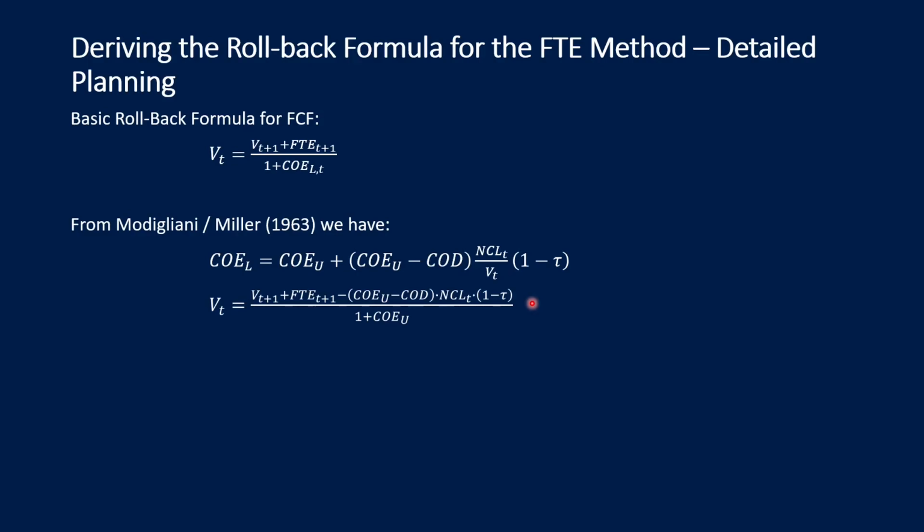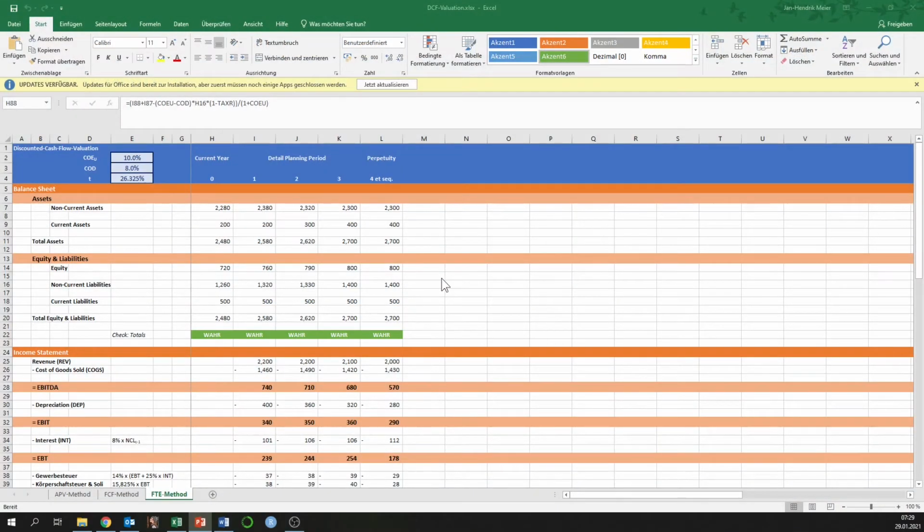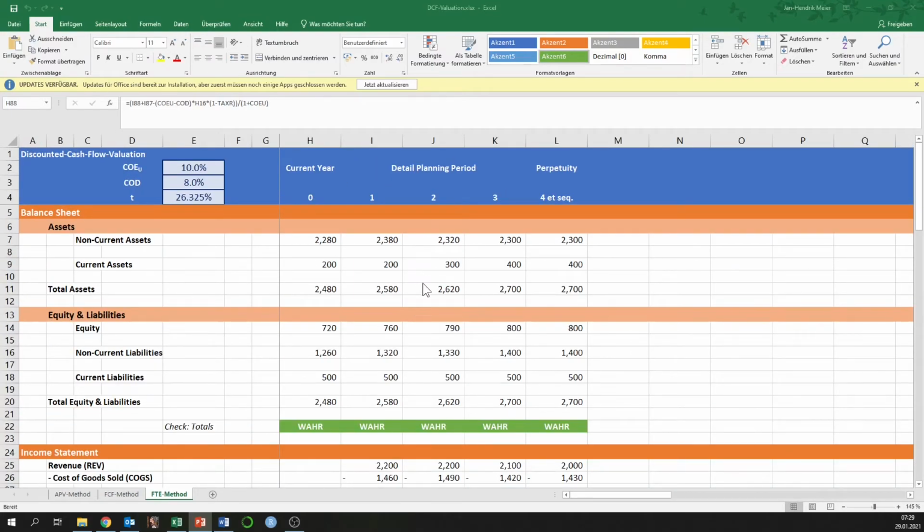I now switch to Microsoft Excel and show you how that could be implemented. I have arrived in Microsoft Excel, and I did a very simple planning here. This planning example is from the book of Ballwieser, but it's only the planning. The rest of the calculation was done by myself. I have all the other methods that I have shown in other videos.